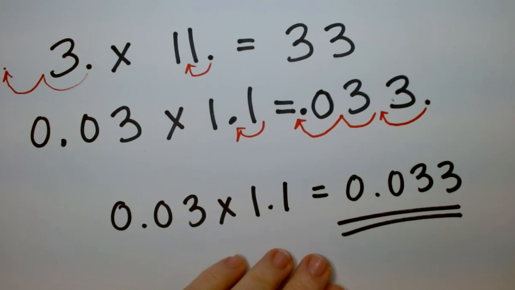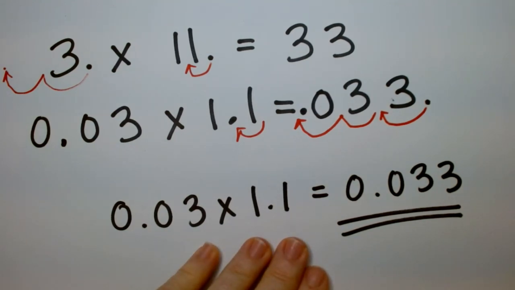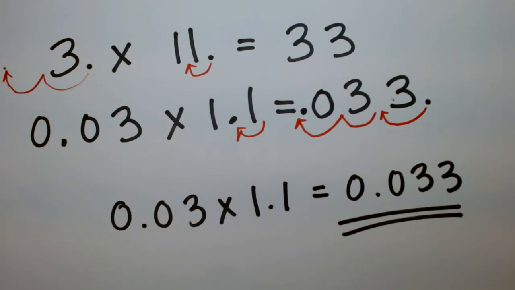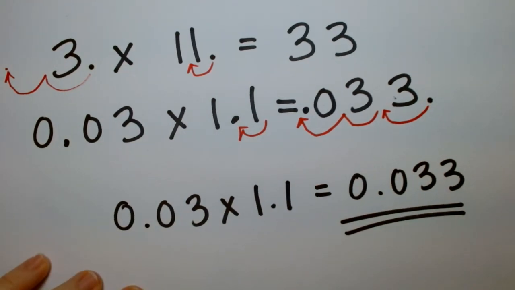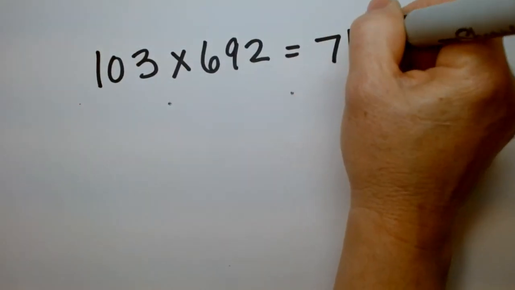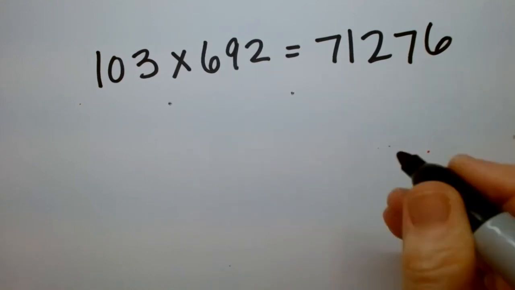Is this making sense, how to do this? Yeah, figuring out where the decimal point goes is the name of the game, and that's all you have to do with this one. So you want to reduce it to a problem that you can easily do. All right, so what if I tell you 103 times 692 is equal to 71276? Okay, I just tell you that.